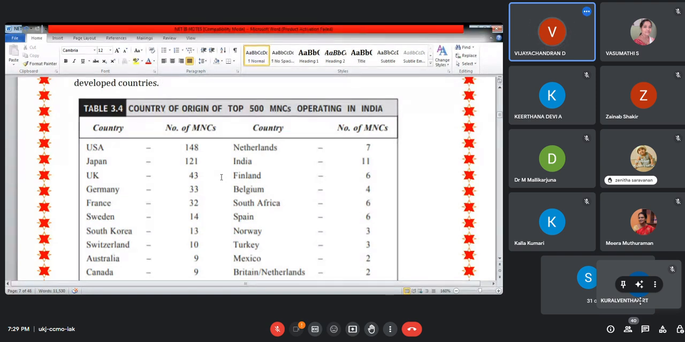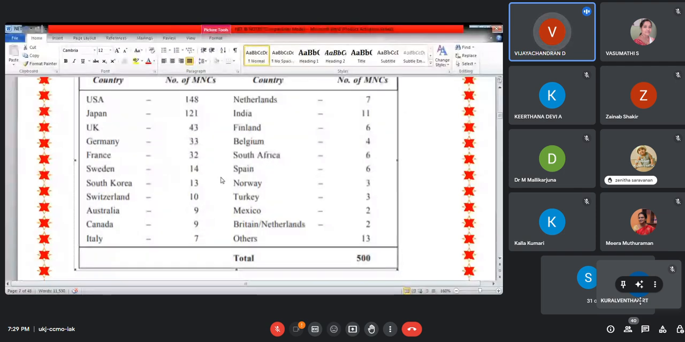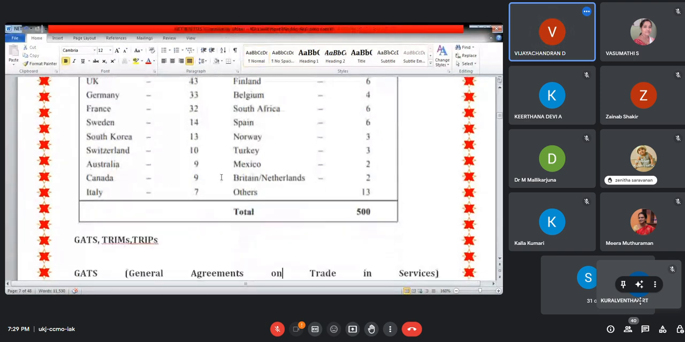So in India, the majority of the companies are from the USA. 148 companies are located in India, they are operating in India. 148 MNC companies. So the first place USA, second place Japan, third UK. So in total, 500 MNCs are operating their business in India.